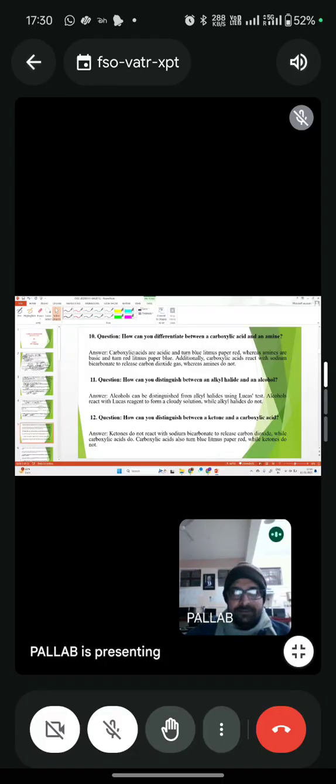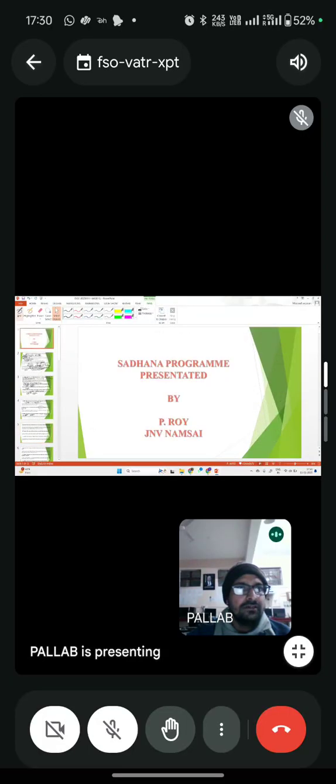Carboxylic acid and amine. The general formula. When you do this kind of question, just write down the general formula. So it will be easier for you to write down the equation and solve this type of question. Okay.